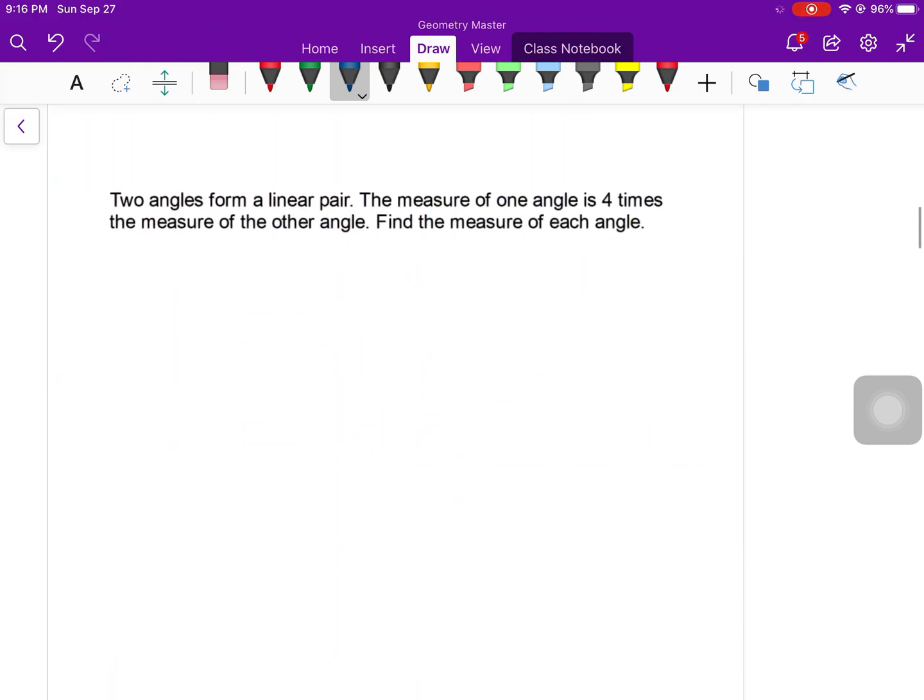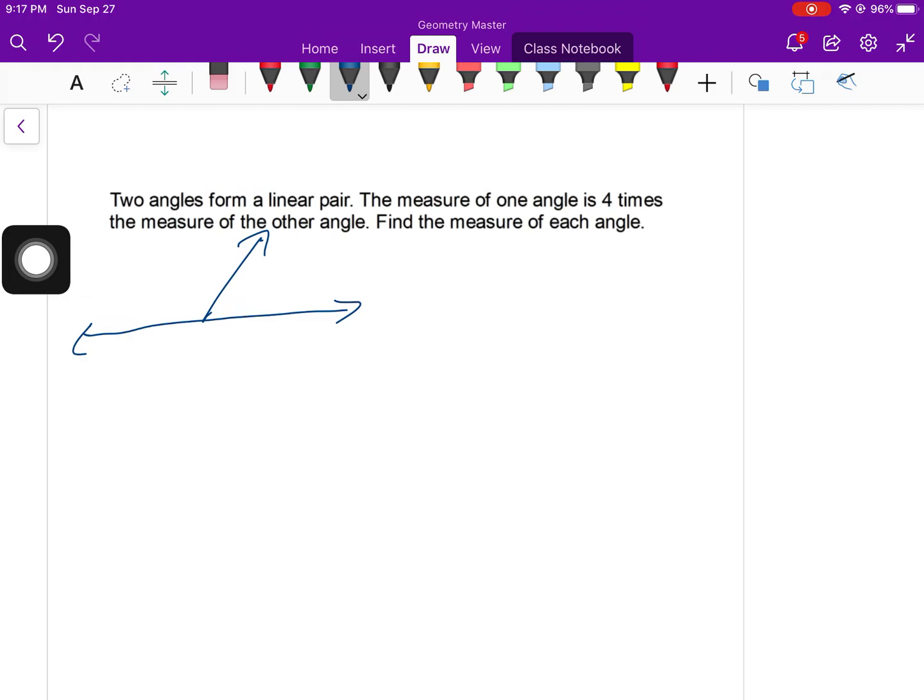For this next problem, two angles form a linear pair. The measure of one angle is 4 times the measure of the other. Find the measure of each angle. Draw a picture. They form a linear pair, so draw a line. Draw a ray coming off of it somewhere. I don't really even have to label the angles. That's perfectly okay. I know that one angle is bigger than the other.